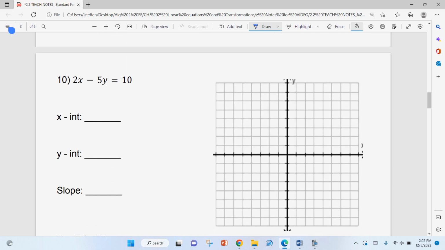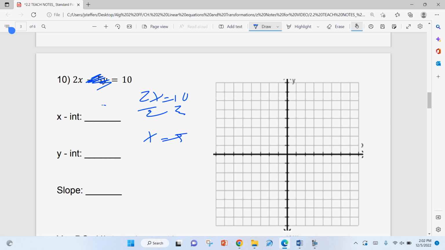Same thing with this one. Again, we'll go a little quicker. For your x-intercept, you cover up your y. 2x is equal to 10. Your x-intercept is 5. Your y-intercept, cover up your x. Negative 5y is equal to 10. Divide both sides by negative 5. You get your y value to be negative 2.